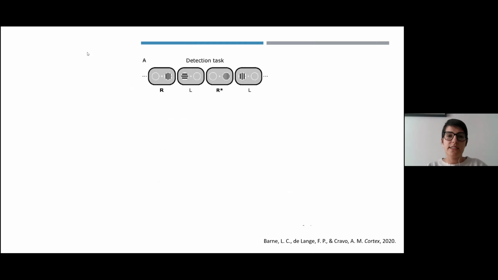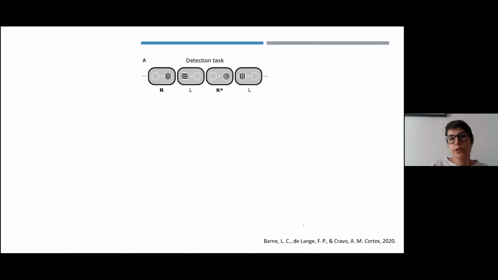So what was the task? The task was a detection task, and there were two streams, one in the right hemifield and the other in the left hemifield. It was interleaved. People had to attend to just one hemifield, depending on the block, either the left or the right. And they had to press the button only when a Gabor patch with a higher frequency was shown, when there were more lines in the Gabor patch.